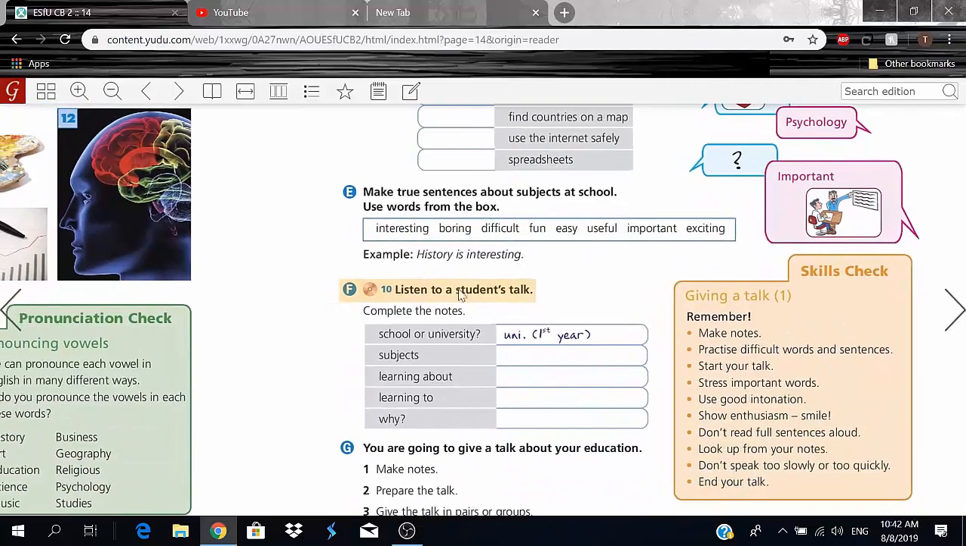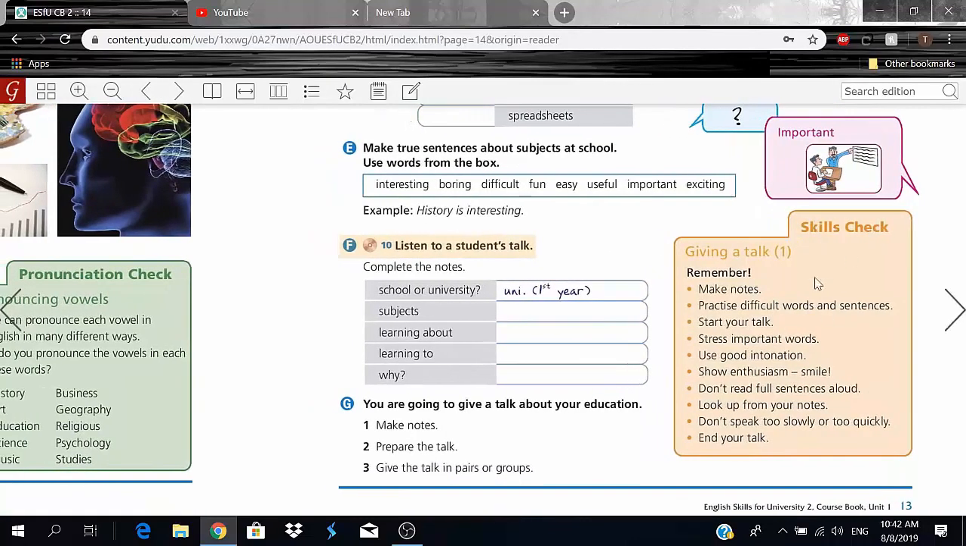So now we're gonna listen to a student's talk, and actually before we do that, you guys remember giving a talk? We talked about this in the previous course, in the 97 English course. Here it's kind of the same deal, but with a little bit more notes now. And giving a talk, remember these things, you guys. I'll stress it again. You always want to make notes if you're going to give a talk, okay? Whether it's a presentation at your job, in class, in college, in school, whatever it is, you got to make notes, okay?